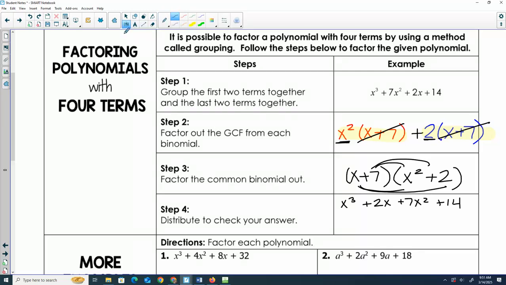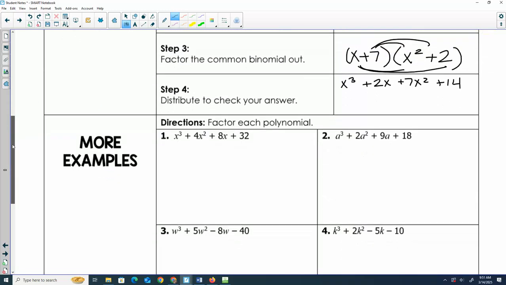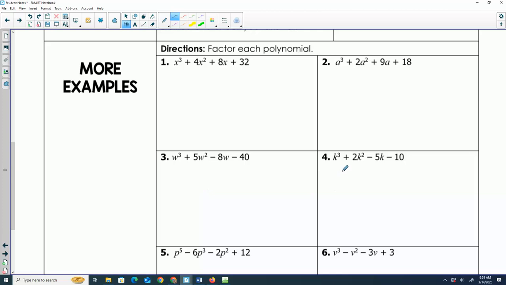So today, all we are going to do is problems that have 4 terms. So we're going to do this grouping until you guys tell me you've got it, okay? Let's look at number 1. So we have 4 terms. So I can see that we have 4 things added together. So we are going to group the first 2 in a parenthesis and the second 2 in a parenthesis.